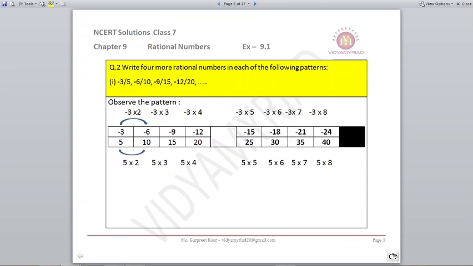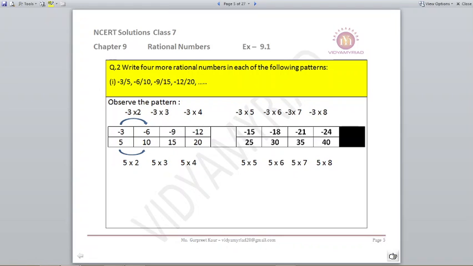Question number 2. Write 4 more rational numbers in each of the following patterns. First, let us observe the pattern. I have written it in the box, just look into the numerator. In the numerator you have minus 3, minus 6, minus 9, minus 12. All these are multiples of 3. 3 twos are 6, 3 threes are 9, 3 fours are 12. But it is minus 3. So minus 3 into 2 is minus 6. Minus 3 into 3 is minus 9. So minus 3 into 4 is minus 12.